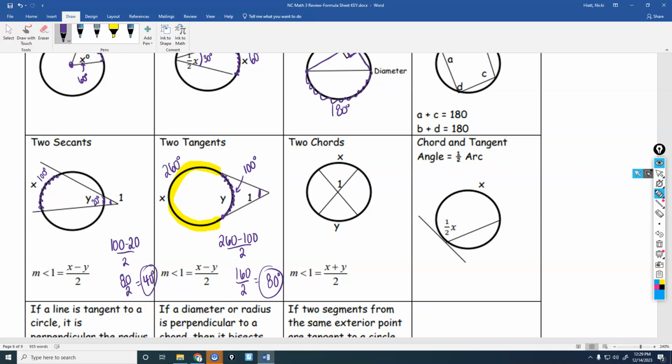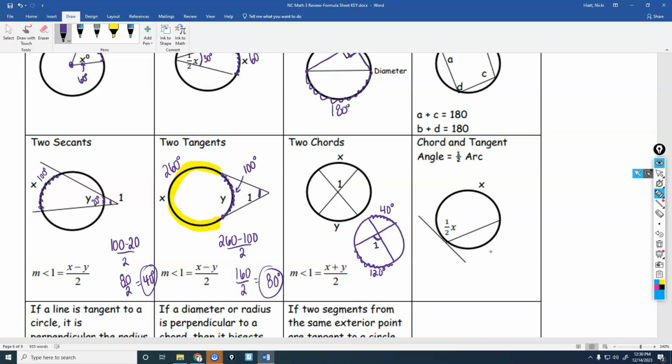I do not like the picture that they used for this because it looks like X and Y are equal to each other. They are not necessarily. They could be, but they're not necessarily. I probably would have drawn my picture more like this right here, where you can see the arcs are probably not equal to each other. So like if I knew this arc right here was 40, and I know this arc right here is 120, and I'm looking for one of these angles right here on the inside.